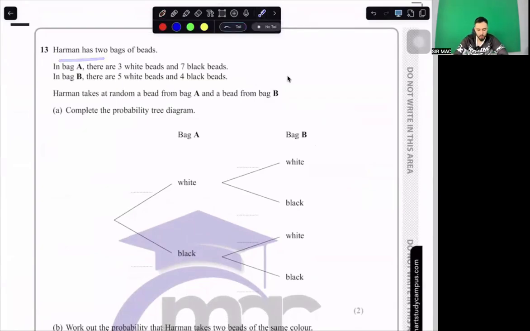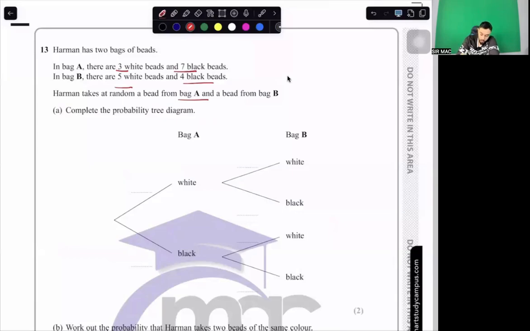Herman has two bags of beads. In bag A, there are three white beads and seven black beads. In bag B, there are five white beads and four black beads. So bag A has three white and seven black, and bag B has five white and four black. Herman takes at random a bead from bag A.